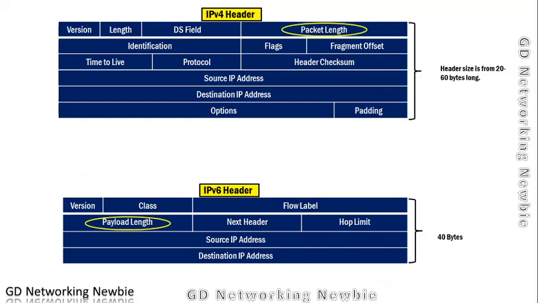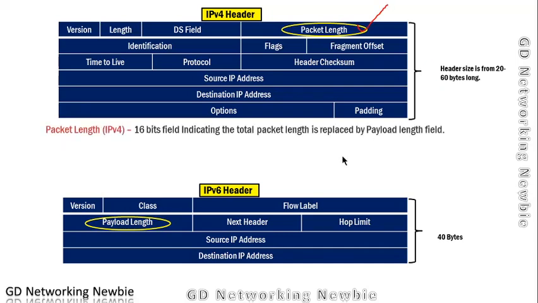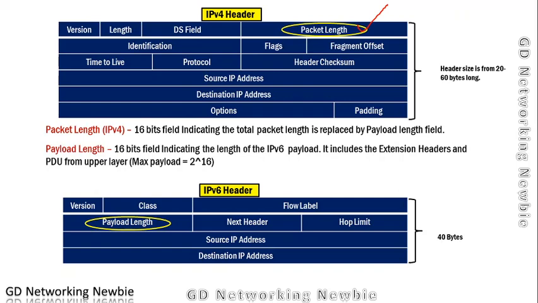And then we have the packet length in the IPv4 header. This packet length indicates the total packet length, and this is replaced by the payload length in our IPv6 header. If you remember, we have the header part and the payload part. In IPv4, the packet length is the total length of the packet, and in IPv6 the payload length is the length of the payload only, because for the header part we already know that it is always 40 bytes.